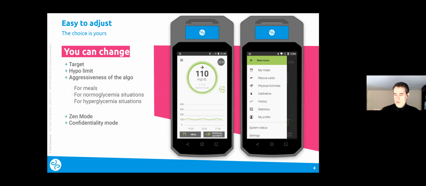Or if really you want something that's more aggressive, because what you as a person care most about is an average glucose level as low as possible, and you don't mind taking a rescue carb every now and then or having very small hypos, then you can put an aggressive and put the slider up to 120%.